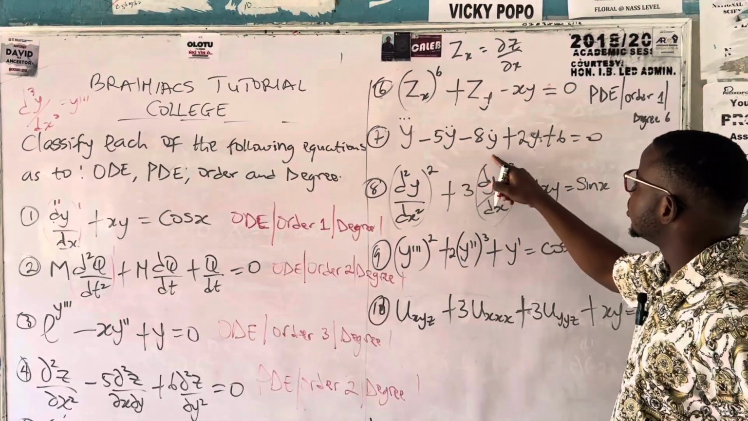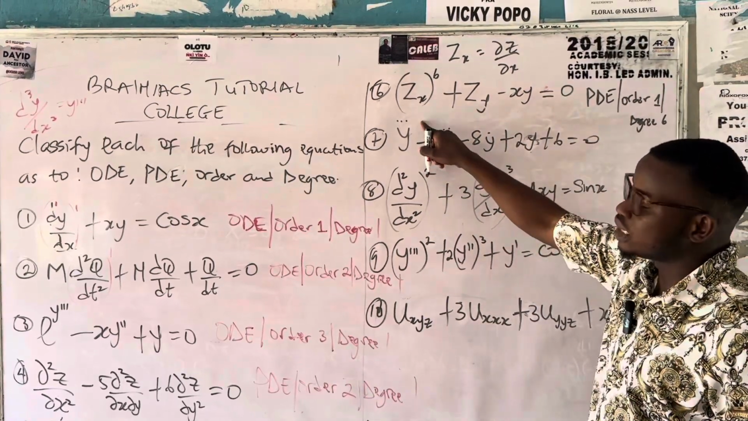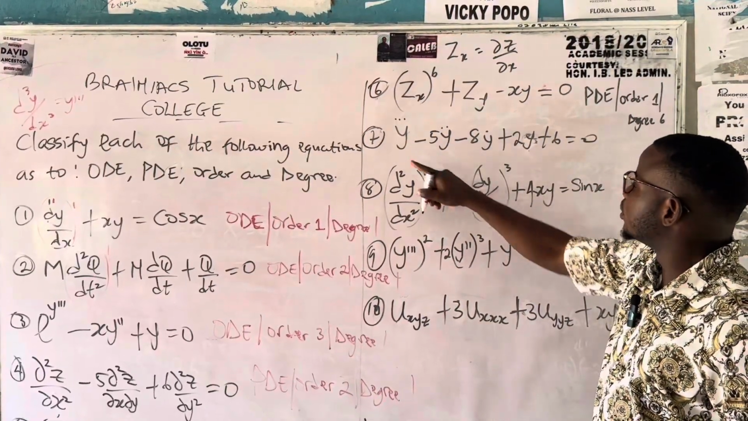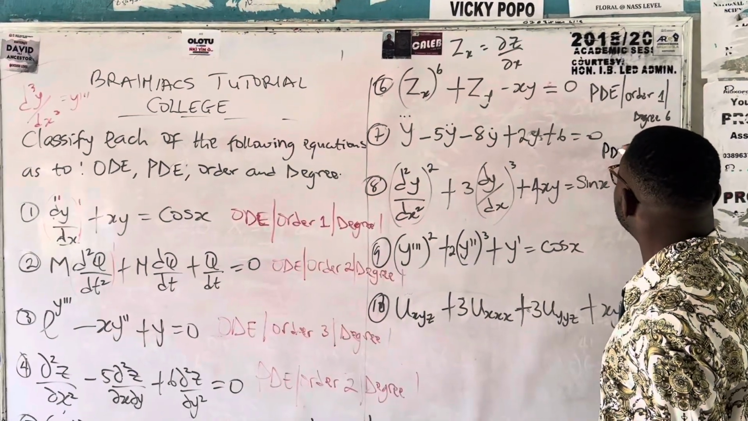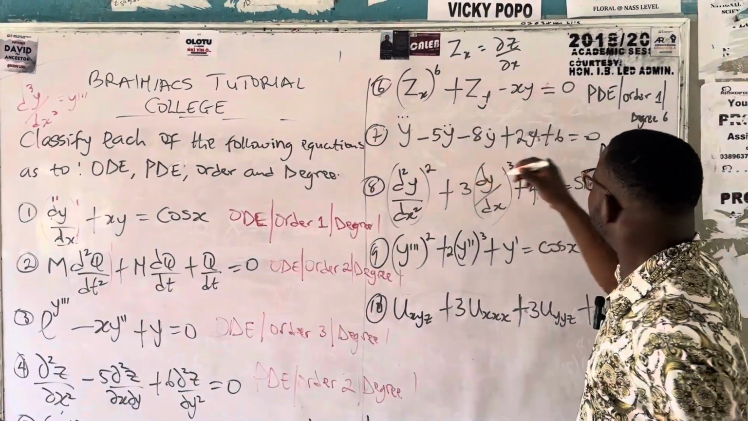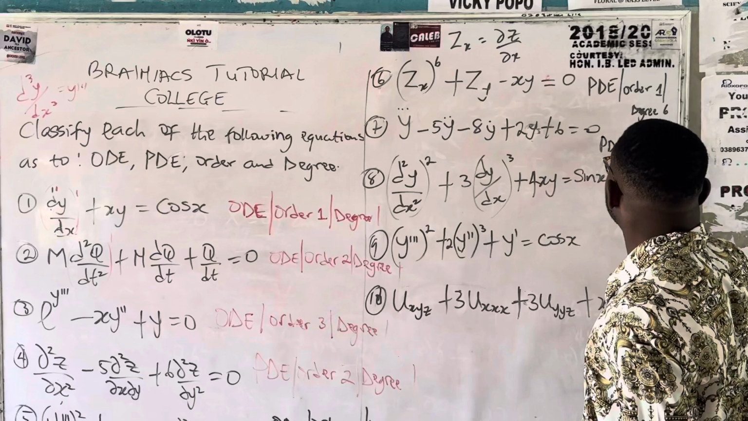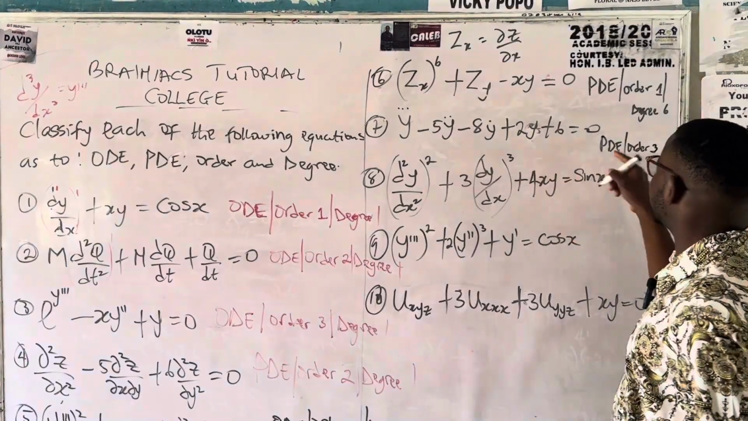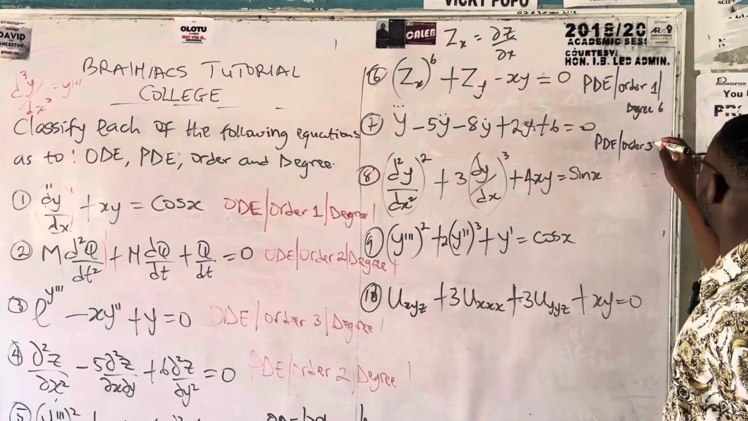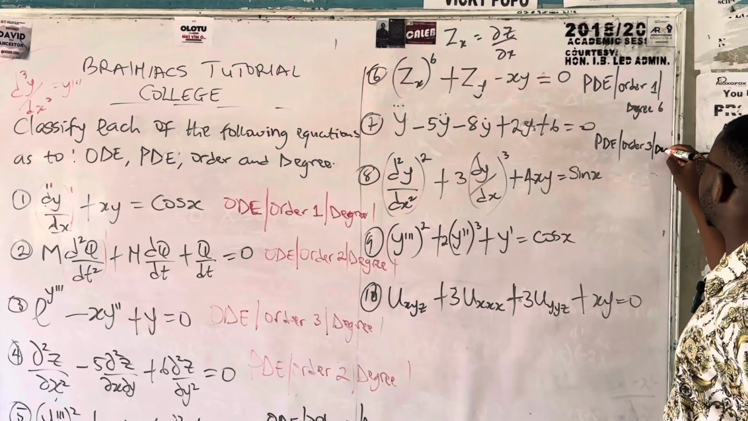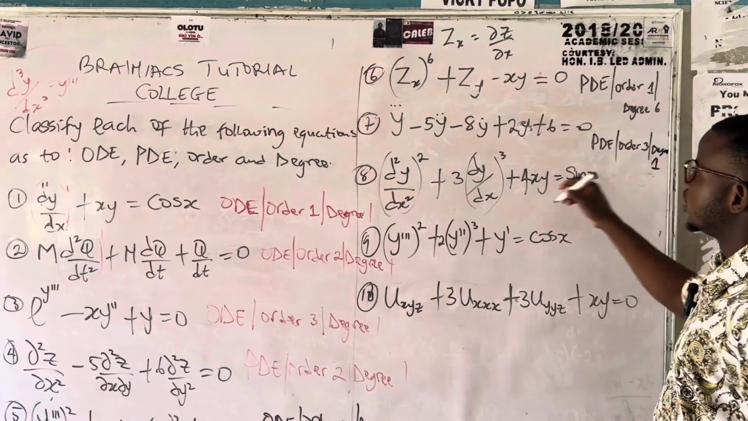And the next question I will have here, this one is a partial differential equation. When you see something like this, that's a partial differential equation. And the order is 3. The highest derivative that we have is 3. Then the degree is 1, degree 1.